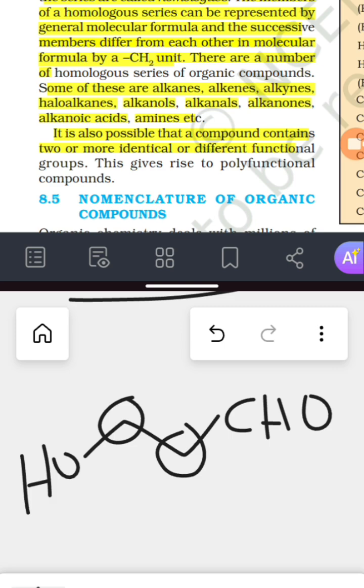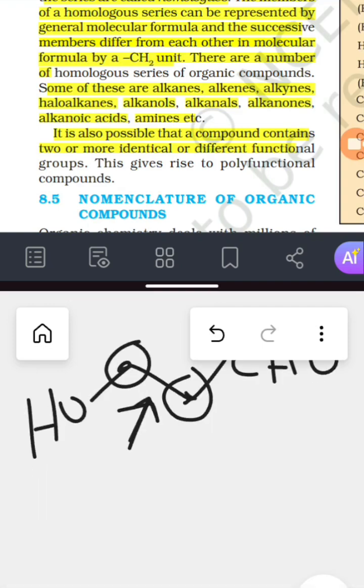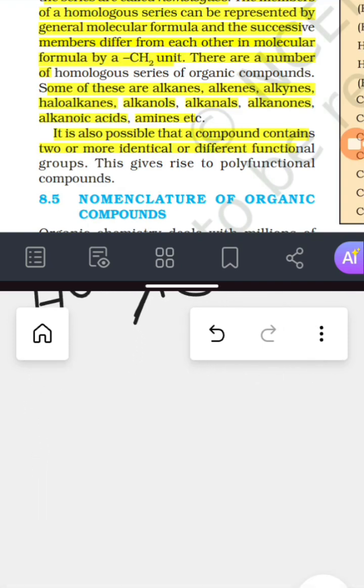The IUPAC name of this compound is 3-hydroxypropanol. Just by adding a CH2 in between in this bond, its next higher member appears. That's how we can prepare the next homologous member. So that is the homologous series.